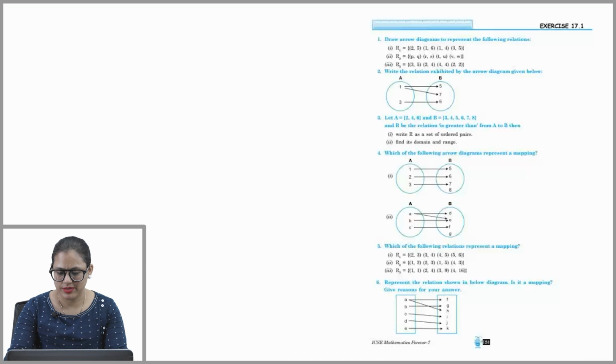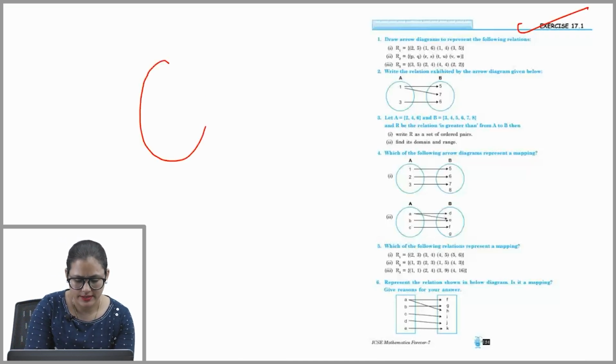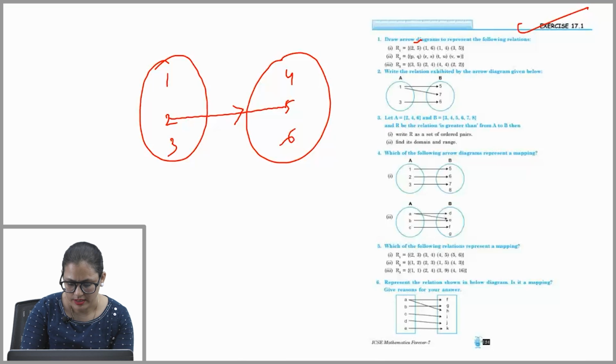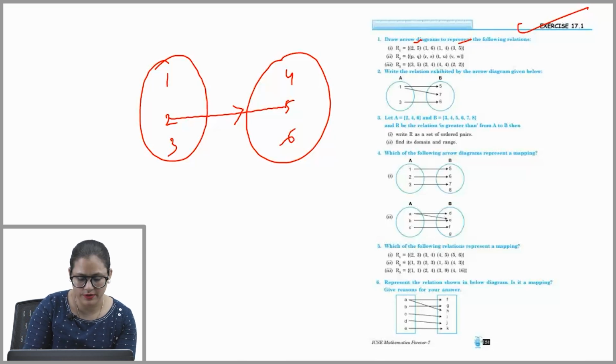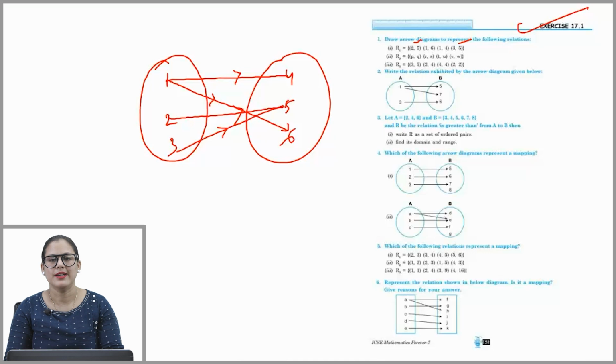Exercise 17.1. Draw arrow diagrams to represent the following relations. Okay. We'll make two circles: 1, 2, 3 and 4, 5, 6. Okay. 2 and 5. How is 2 related to 5? Okay, you draw the arrow in this direction. Then 3 is related to 5. Okay. 1 is related to 6. Okay. And 1 is related to 4. Okay. So this is the diagram.